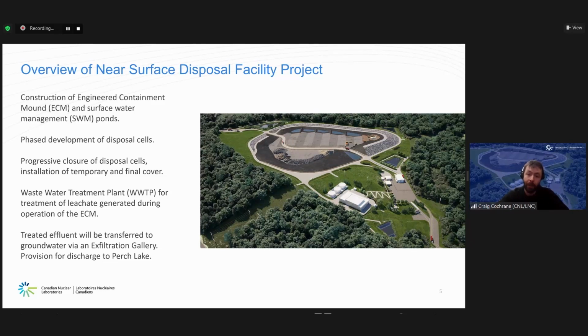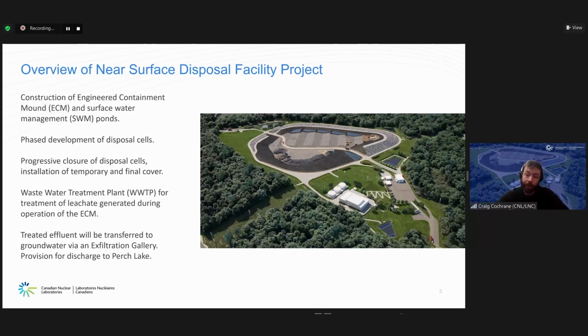It's set up in 2 phases. You see a road bisecting through the middle of the containment mound. Phase 1, kind of on the top of the figure, would be our first phase. That's 6 cells. And then after those are closed, we would move over to the south side, build some cells in that end, and progressively fill it.